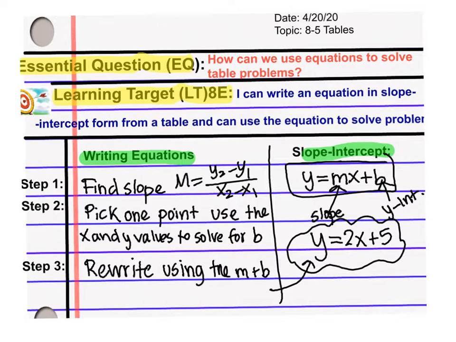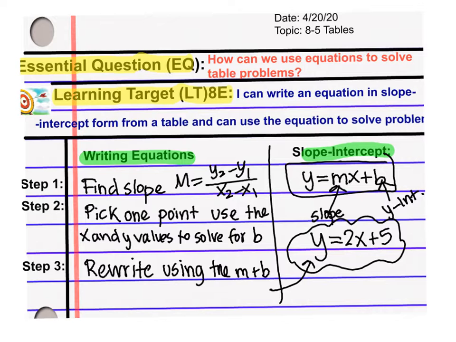Okay, so there's been a lot of problems with the notes. I'm going to try to make a simpler video. We're on 4-20-20, 8-5 tables. Our essential question: how can we use equations to solve table problems? Our learning target: I can write an equation in slope-intercept form, that's y = mx + b, from a table and use the equation to solve problems.